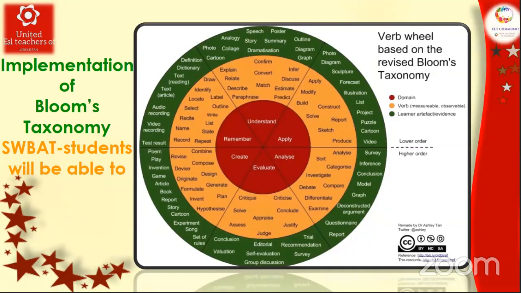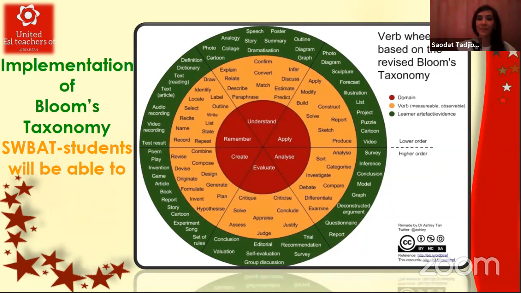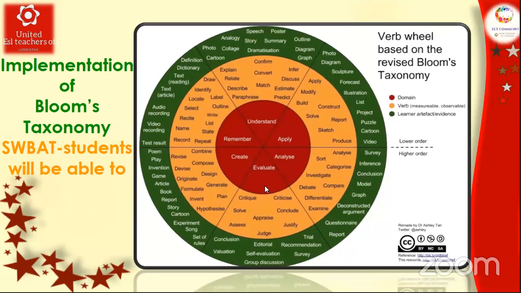In each lesson we should have these steps. If we miss one of them, for example, evaluate, we cannot assess them in a proper way. Yeah, it depends on each other. It's like a chain.